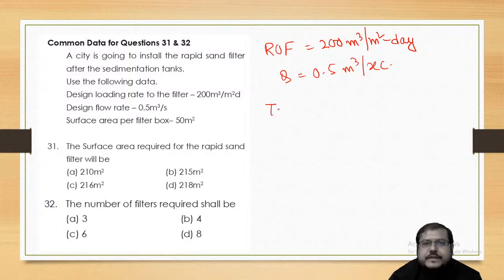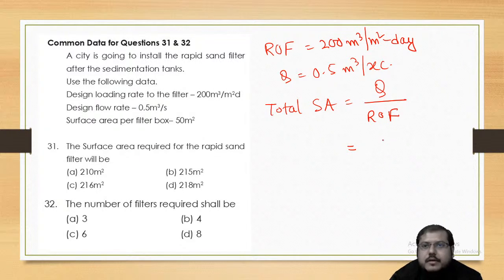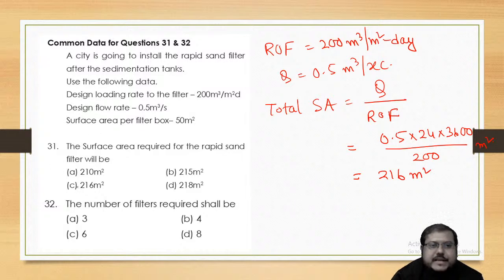So total surface area required will be Q by ROF. You need to be very careful about the unit. You have to pay attention: 0.5 meter cube per second into 24 into 3600 by 200 meter square. It will be 216 meter square. Option C will be the correct answer.